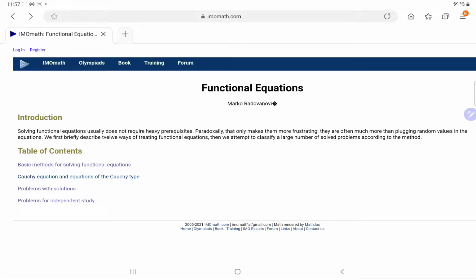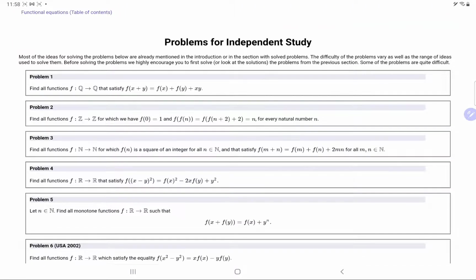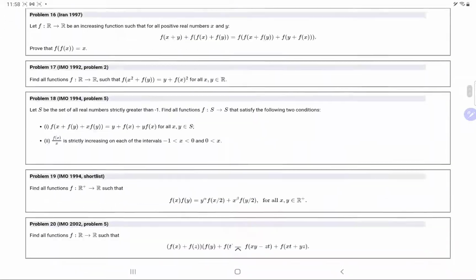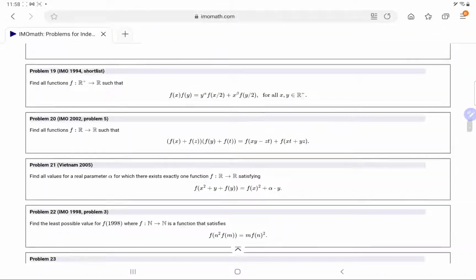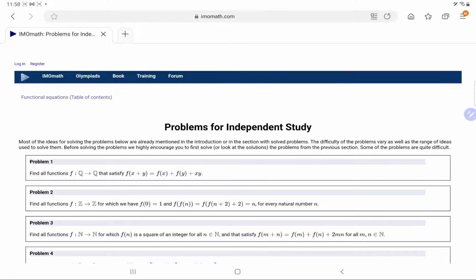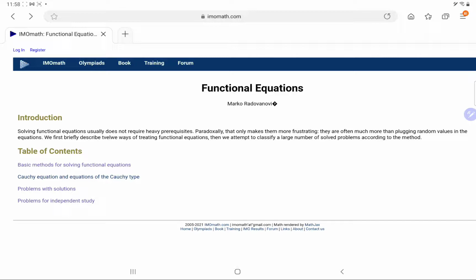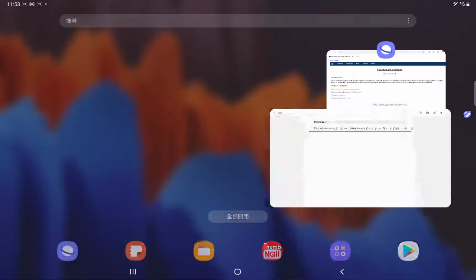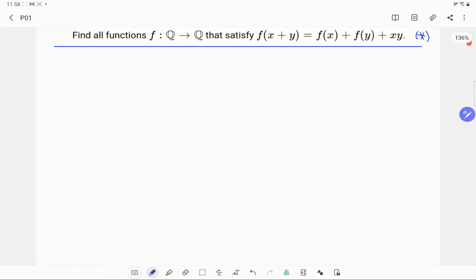So hey guys, I'd like to remake my functional equation series. Actually, the problem I find is chosen from here. Here we have many functional equations for independent study. I cannot find the solutions, so actually, I did work on it myself. So let's begin. This one for the problem one.